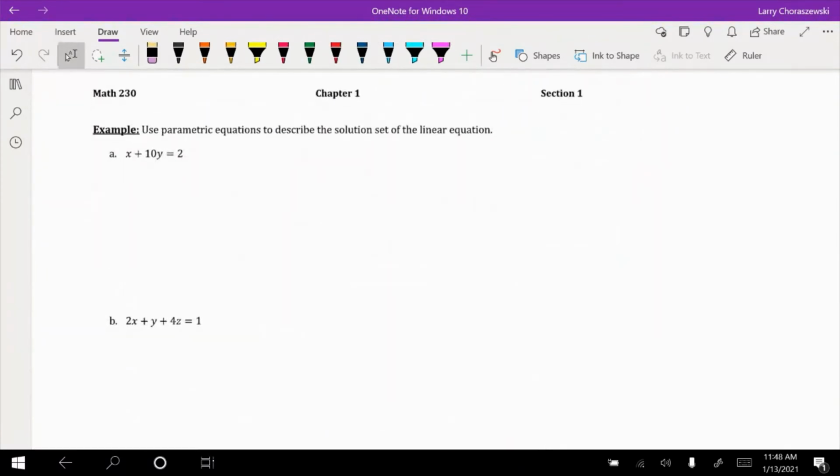So with that, we're going to use parametric equations to describe the solution set of the linear equation. Now, what you want to be in the mindset of here is that you have a system that you've solved, and essentially you've determined in advance that there are going to be infinitely many solutions.